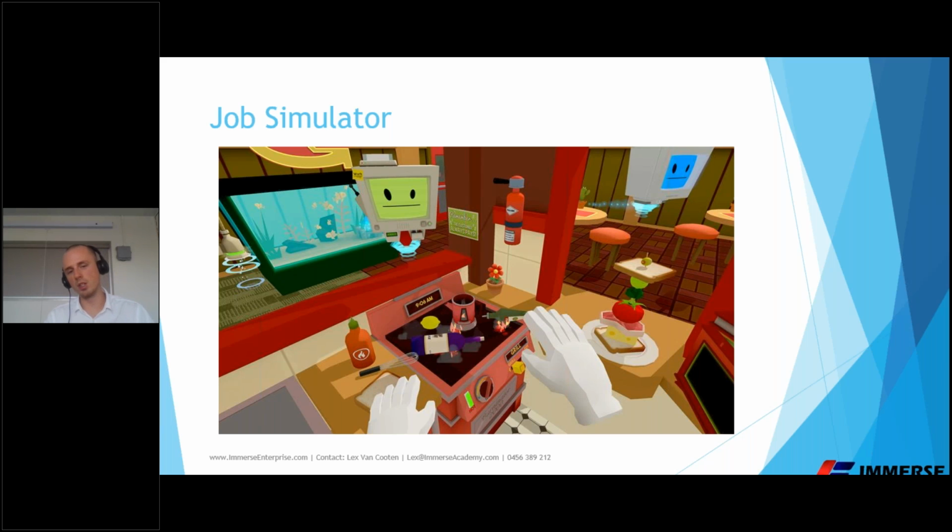There's a bunch of different scenarios there. This one is a kitchen experience, so you're actually serving behind the counter in a kitchen, and it allows you to interact with things like your microwave, your stove, sauce, and everything. You can really get into quite detailed training simulations, and I like to use Job Simulator as an example. A little bit of fun, but also an example of what's possible.